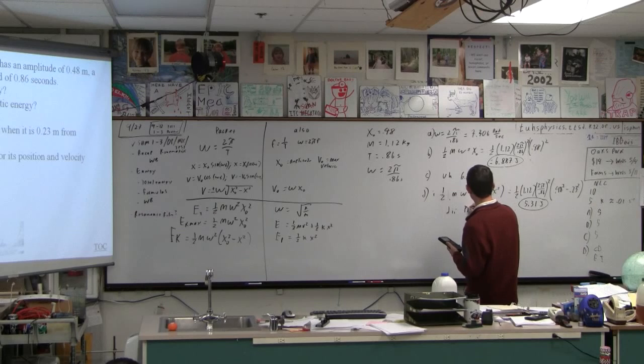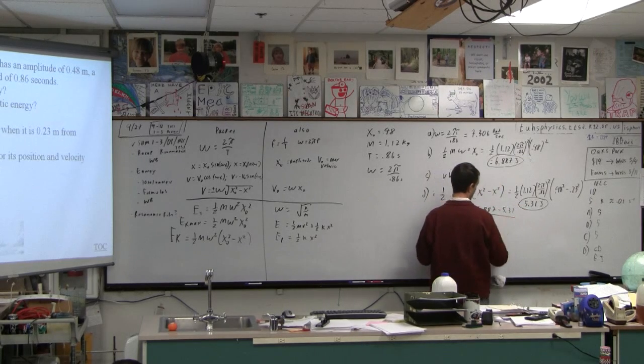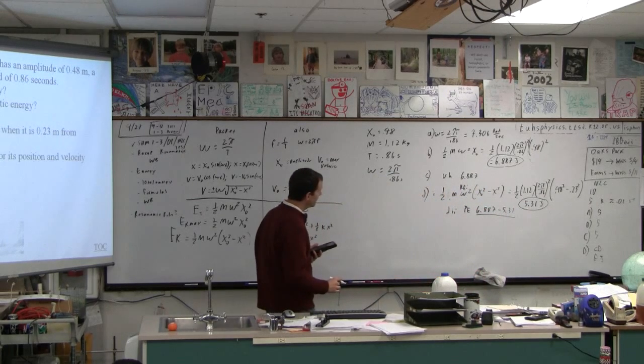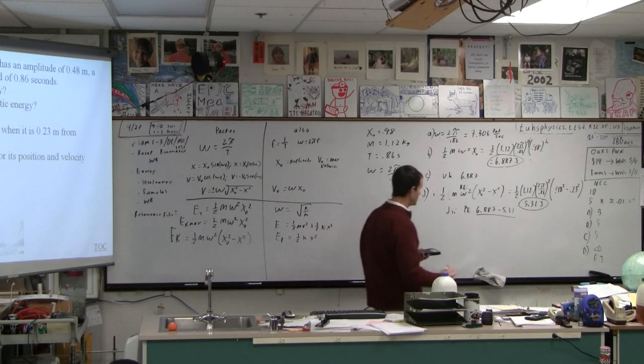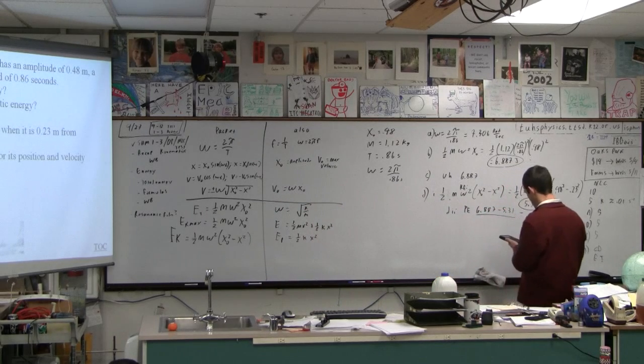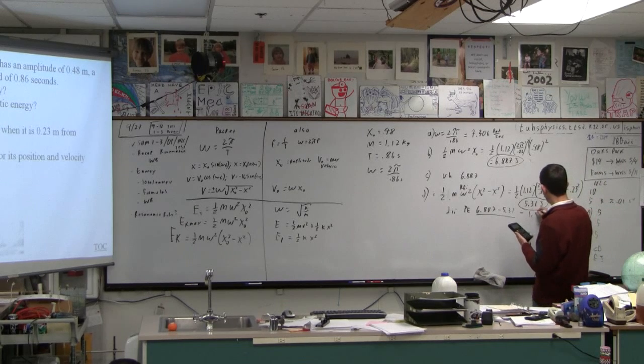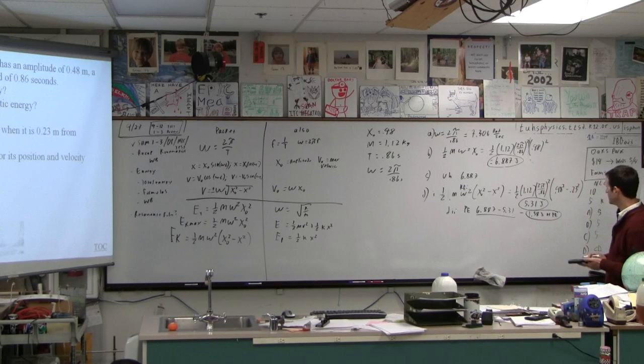So the potential energy is just going to be 6.887 minus 5.31. I expect you to be able to do that on the skill sets, but you should understand that. Okay? So that's 1.58 joules. Right? That's kind of crazy, huh? A lot of kinetic, not so much potential.